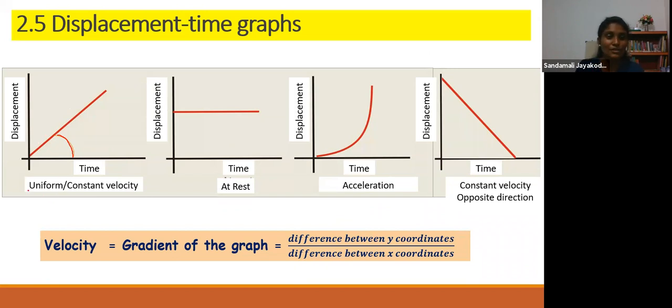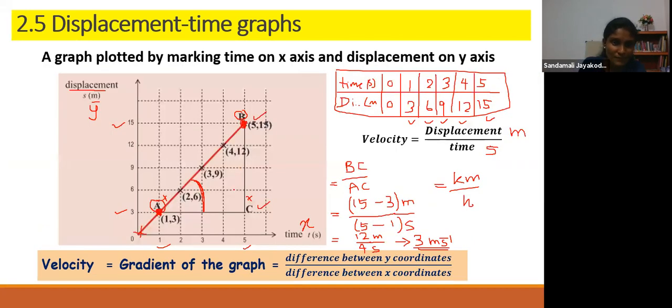In the first one, we have to remember it as a uniform or constant velocity. That means the velocity is not changing. If we are looking at a graph, we have to identify the same gradient at each point of the graph. It is always the same. First, here we took these coordinates, 5 and 15, and 1 and 3. Here we get 3 meters per second. If we take this one and this one, again we get the same answer.